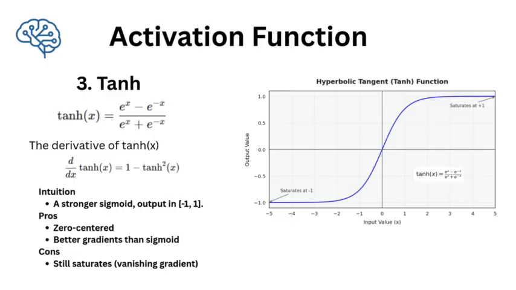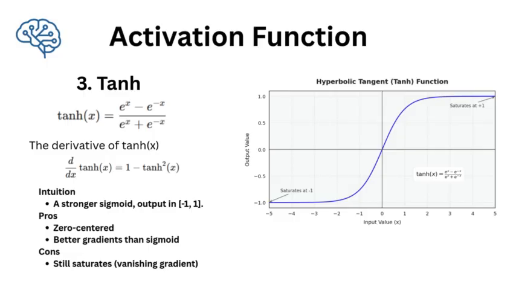Intuitively, tanh can be viewed as a stronger version of the sigmoid function. Unlike sigmoid, which outputs values between 0 and 1, tanh is zero-centered, meaning its output is symmetric around 0. The zero-centered property leads to better gradient flow during training and generally results in faster convergence compared to sigmoid.